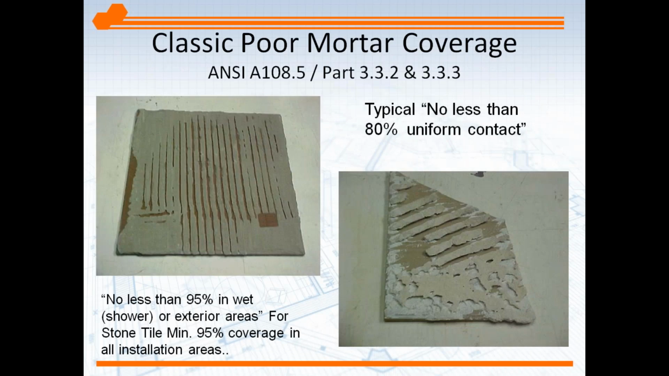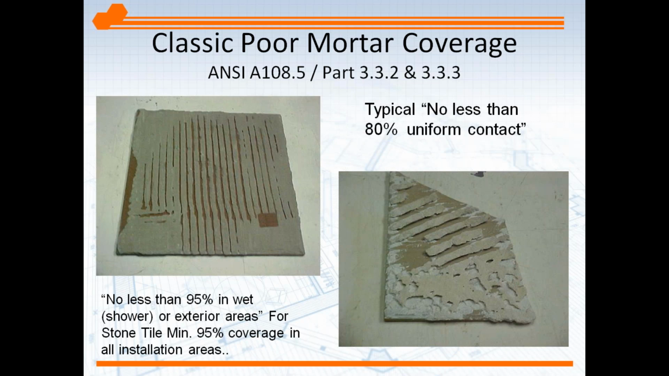So when we talk about core coverage on the back of tile, this is as critical as the mortar you use. ANSI 108.5 will call for no less than 80% uniform contact on the back of a tile. So when you're putting your mortar down, you're combing it onto the floor and then setting your tile in it. They're looking for 80% minimum uniform contact. You can see the tile below that didn't meet that standard. In fact, the substrate was obviously dirty because the mortar pulled off with it, but it didn't meet the 80% before we got there. Now 80% is dry.